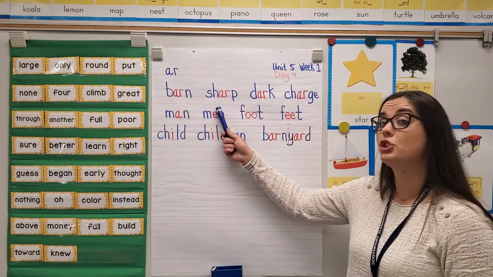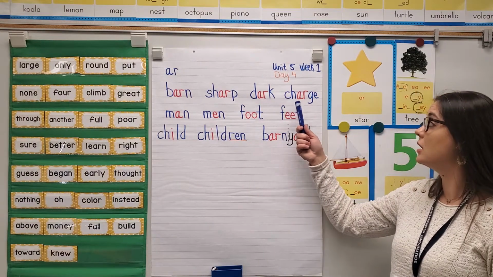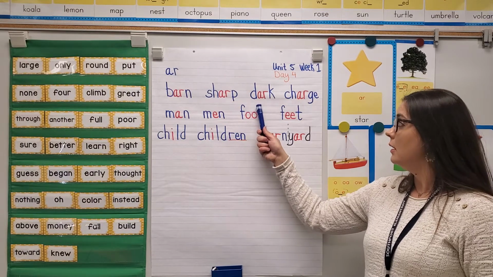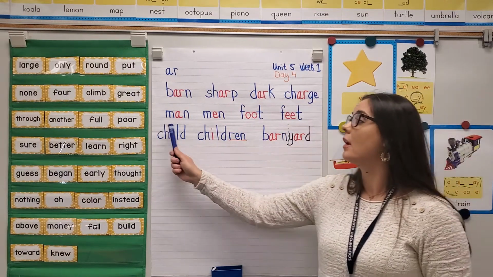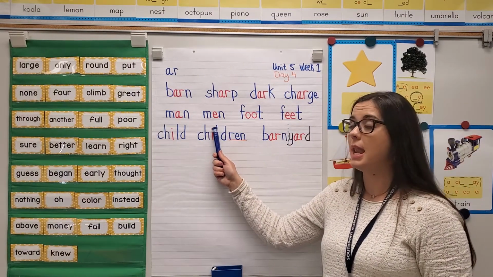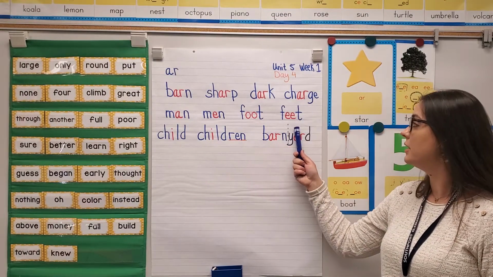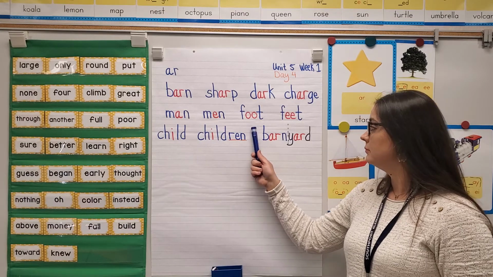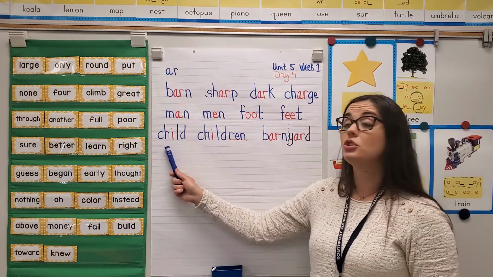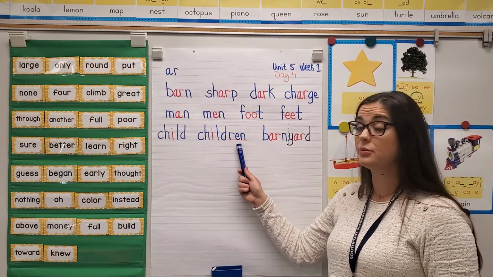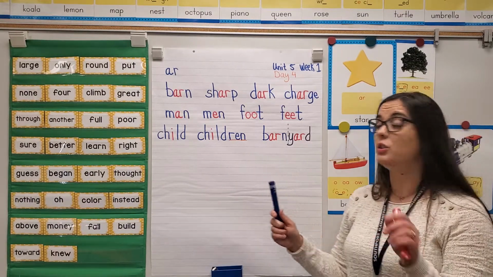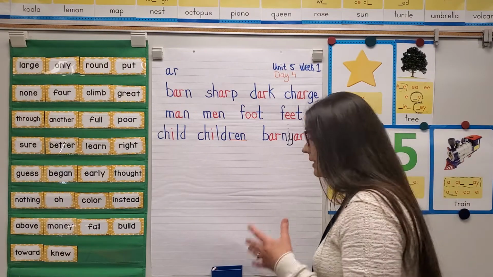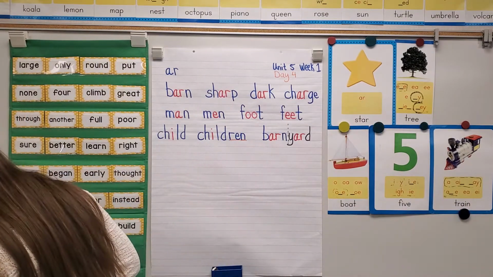All right, so let's read our blending words so far. Barn, sharp, dark, charge. Your turn. Excellent. Man, men, foot, feet. Your turn. Excellent. Child, children, barnyard. Your turn. Wonderful. All right, let's do a sentence.